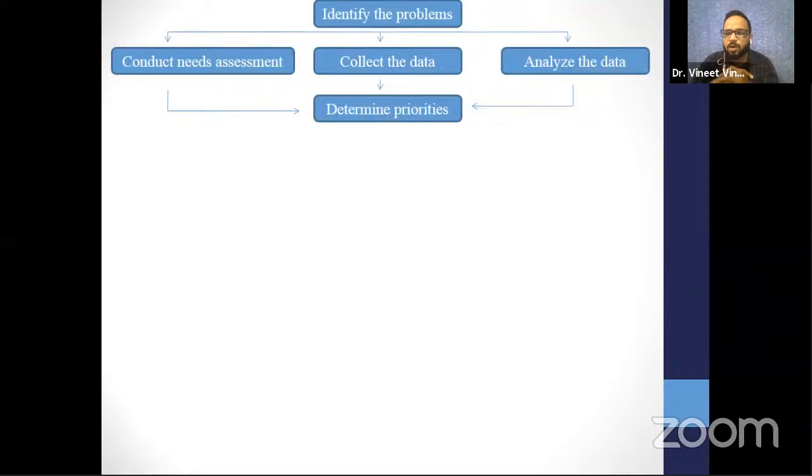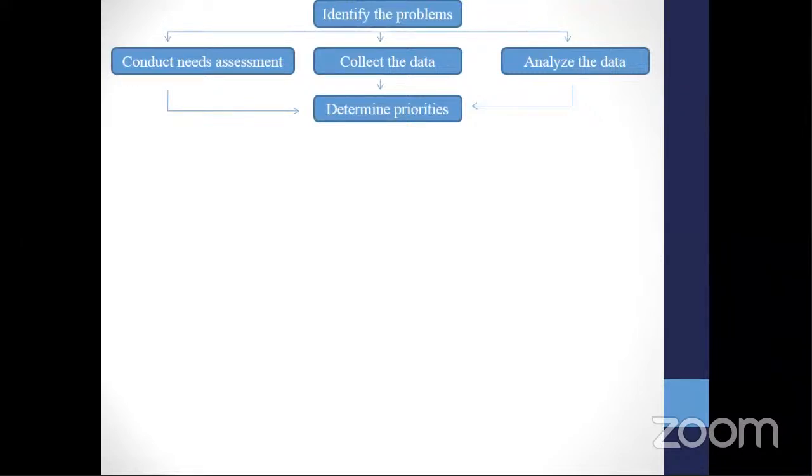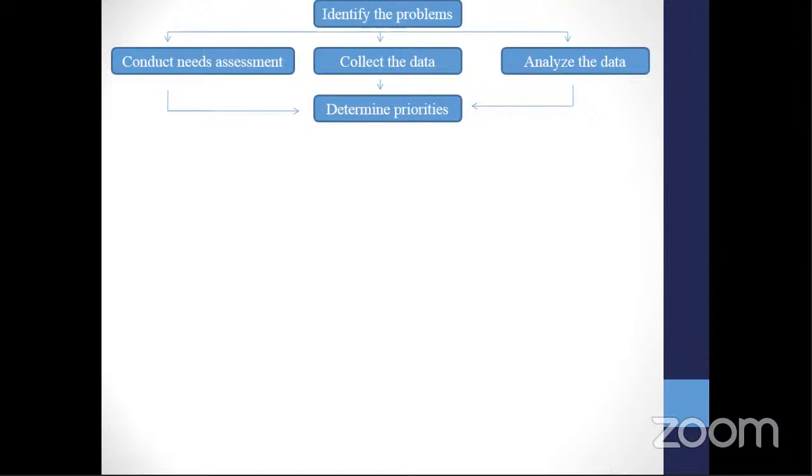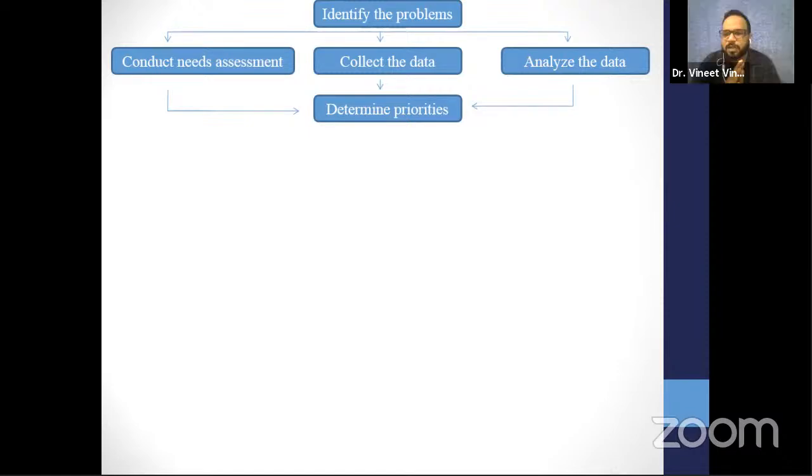Do you want to do a program to remove dental caries, or do you want to conduct a program so that dental caries doesn't occur itself? Or do you want to target those individuals who have extensive dental caries, whose DMFT score is more than normal, more than 2 or more than 3 or more than a particular level? You have to decide that. That is called determining the priorities.